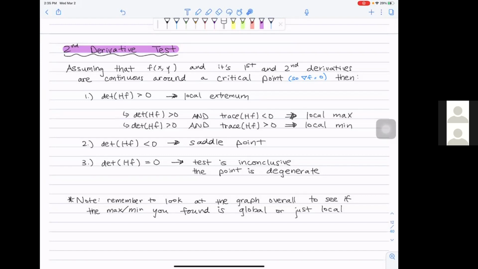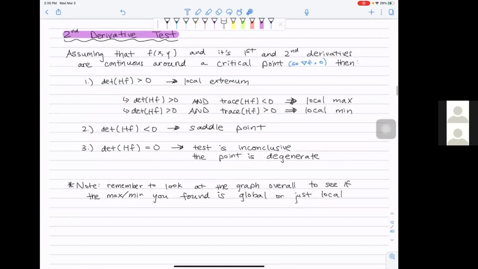Okay. So now we need to find the second derivative, or the Hessian matrix. So the Hessian is going to be this with respect to x, the partial with respect to x again. So that gives you 2y plus 2.